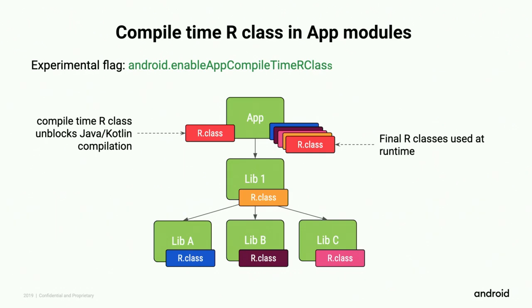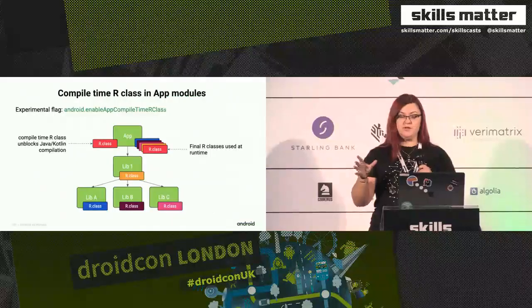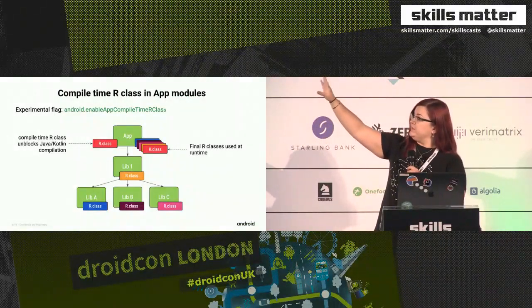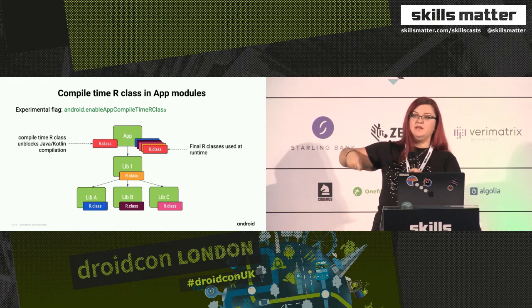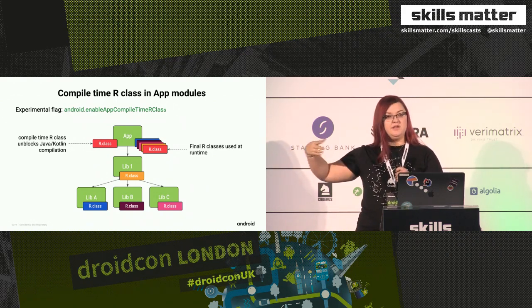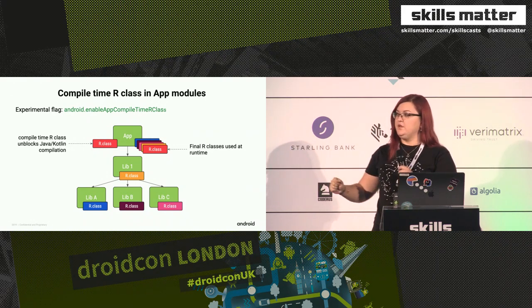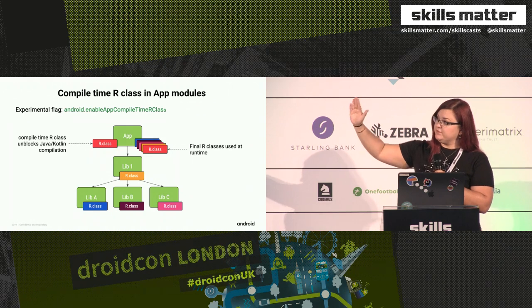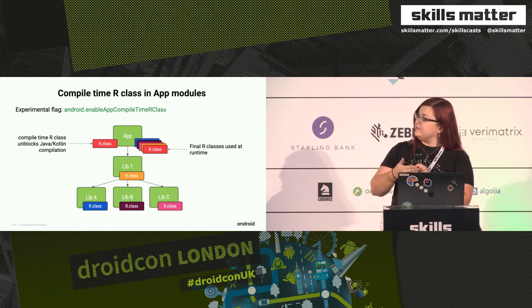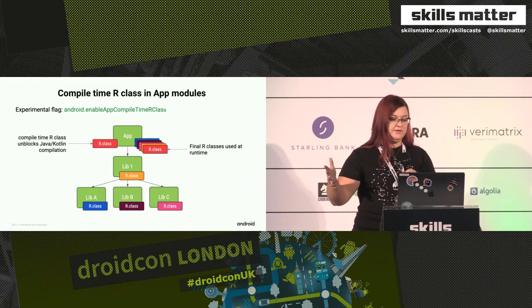It contains mock IDs, they're not final, and generating this compile time only R class can take as little as half a second for medium-sized projects, while the full pipeline for getting the final R classes after compiling and linking resources can take several seconds, like 4 or 5 seconds. So it's almost a 10x improvement here on reducing the length of the critical path.